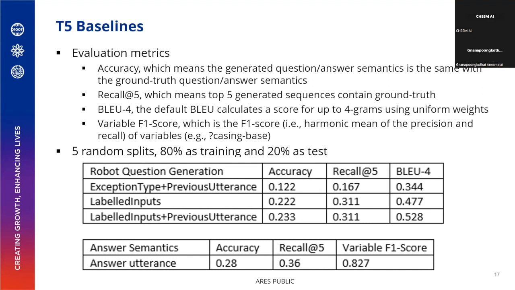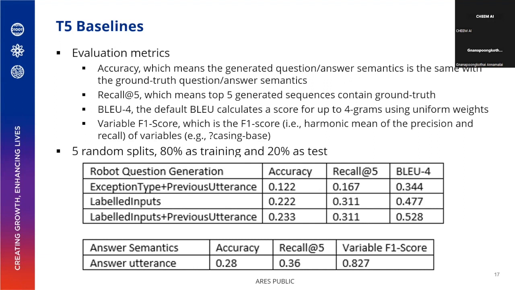For task 1, the robot question generation, we set 3 input settings. The first one only uses the exception type with the previous utterance. The second one uses the labeled inputs, and the third one combines them together. And we can see from the table that using the labeled inputs generates a higher score than only using the previous utterance and the exception type. So that means the quality of the input is very important.